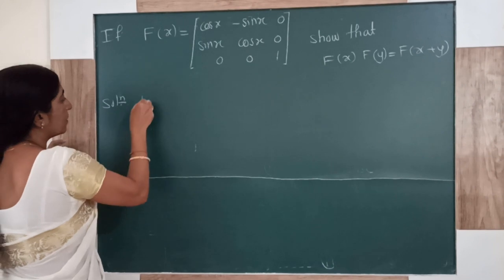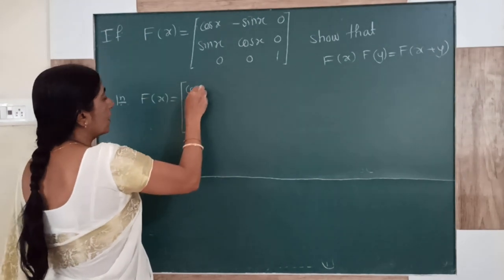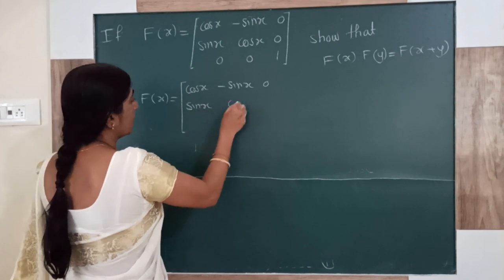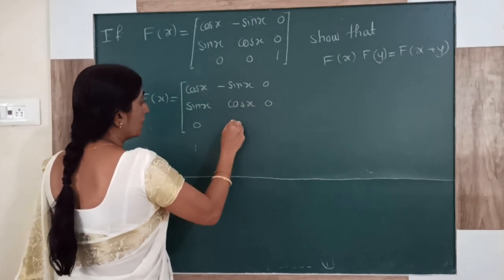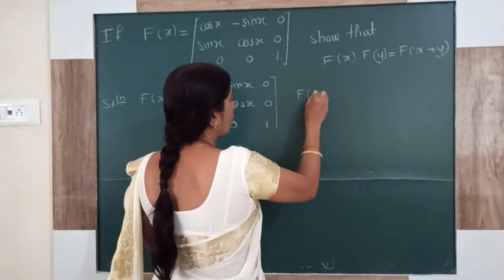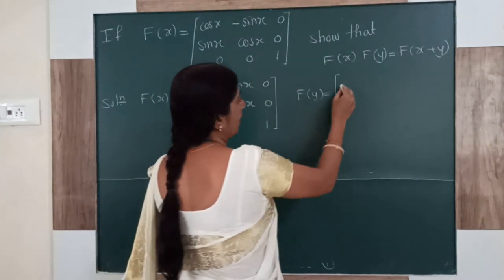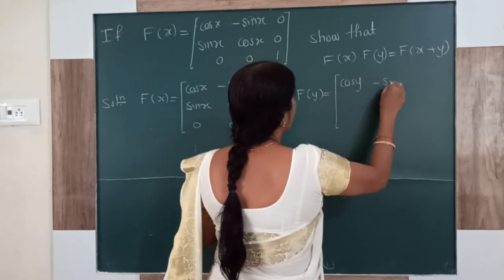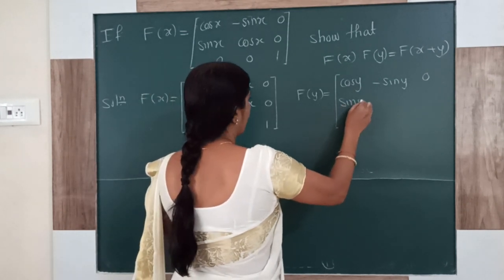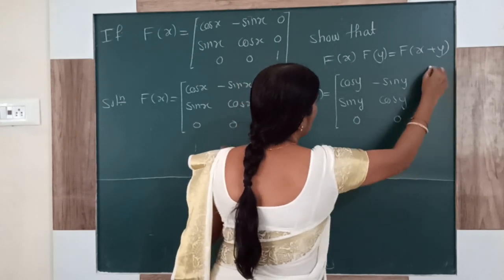So just use some basic knowledge. See, f of x is given, and we are observing that all the trigonometric angles are in the form of x, that is cos x, sin x. If the angle is y, it is written as f of y. Then what will f of y be? F of y will be the same matrix with angle y: cos y, minus sin y, 0; sin y, cos y, 0; 0, 0, 1. There is no trigonometric term in the last row.